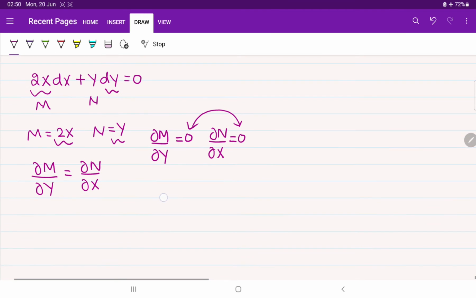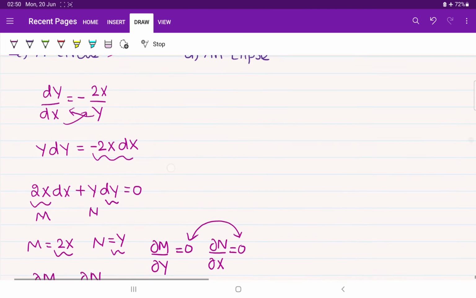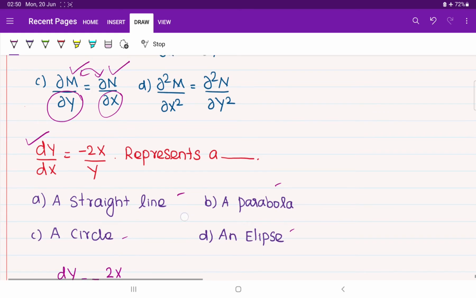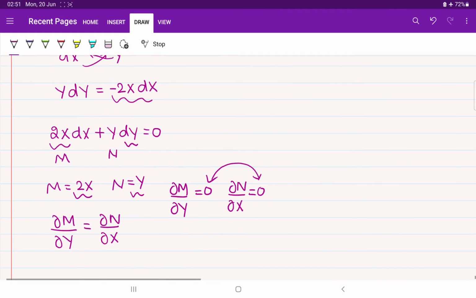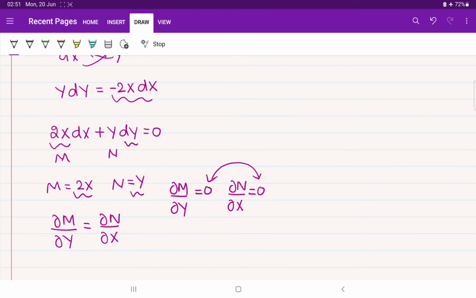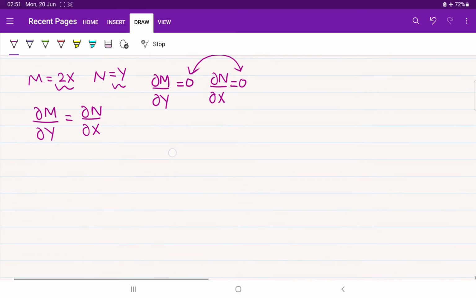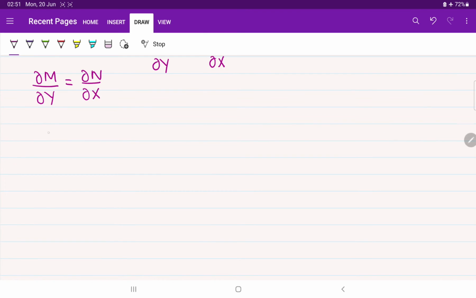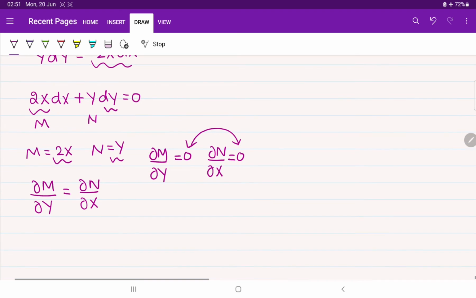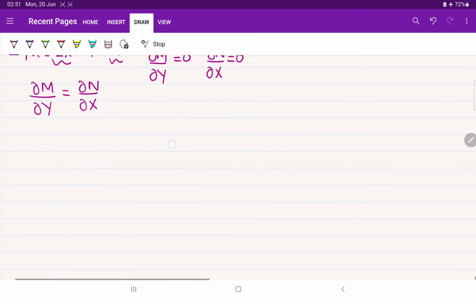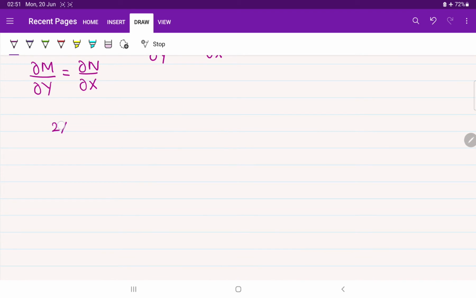It means this equation can be solved directly. This method is called the exact solution. So what you can do is directly take the given expression. What is the given expression? 2x dx plus y dy. Let me rewrite it: 2x dx plus y dy.